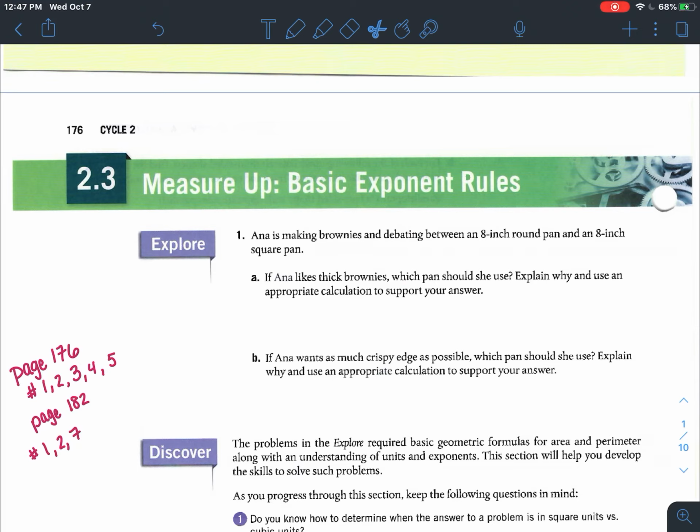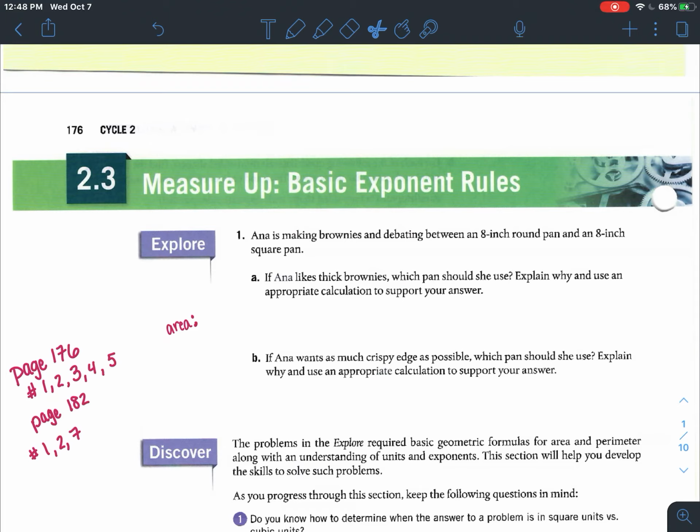So this is really exploring area. So we're going to calculate the area of the round pan and the area of the square pan. Because if she has just this set amount of batter and she pours it in, if there's a large area, it's going to be a very thin brownie. But if it's a small area, it'll be a very thick brownie.